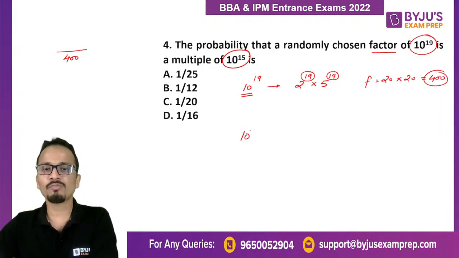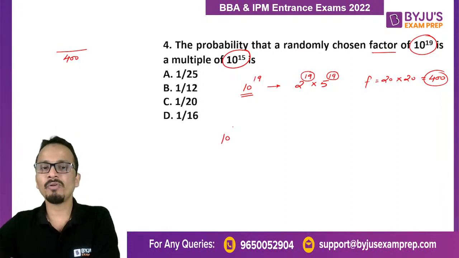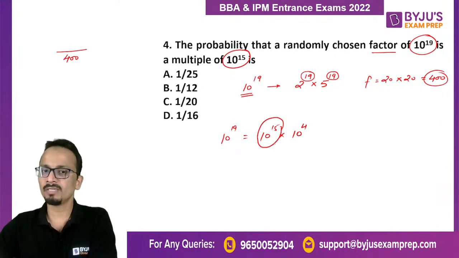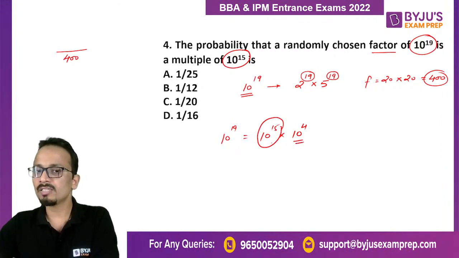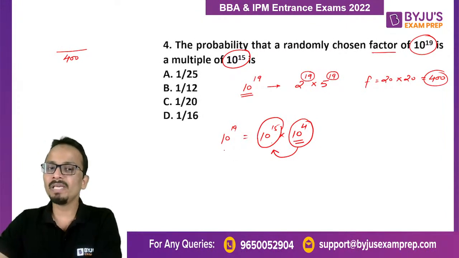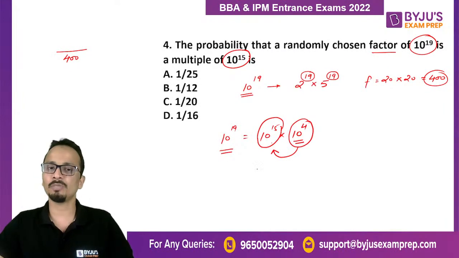So what I'll do is, from 10 raised to the power 19, I'll take out 10 raised to the power 15. So from 10 raised to the power 19, I'll write it as 10 raised to the power 15 multiplied by 10 raised to the power 4. Now 10 raised to the power 15 is taken common. So all the factors of 10 raised to the power 4, when multiplied by this number, will be the factors of 10 raised to the power 19 which are the multiples of 10 raised to the power 15.